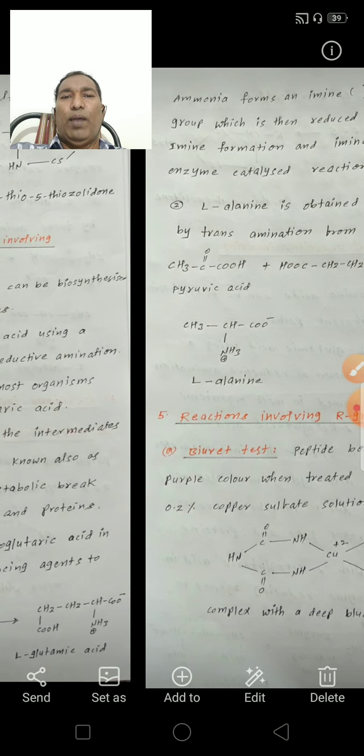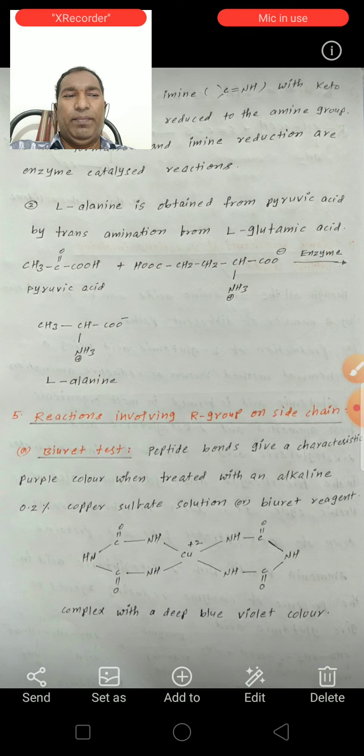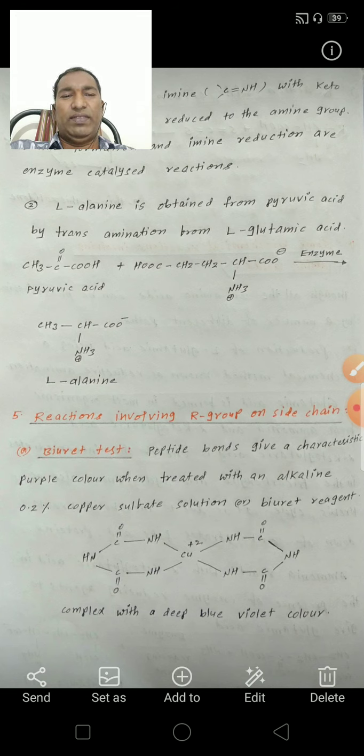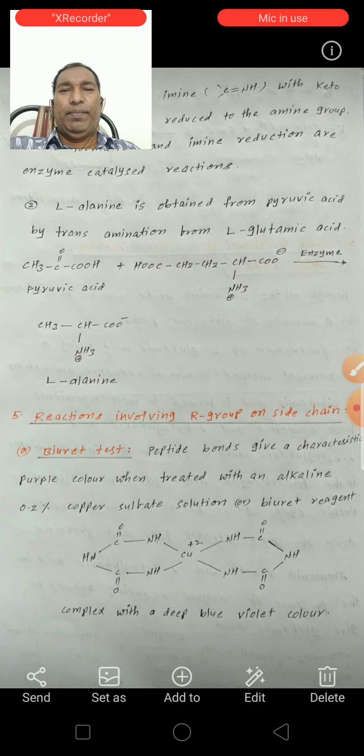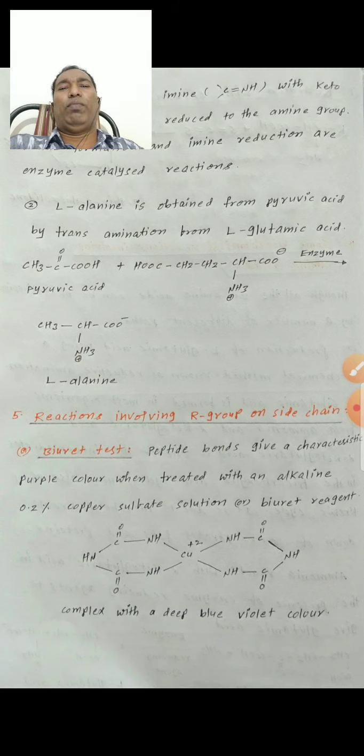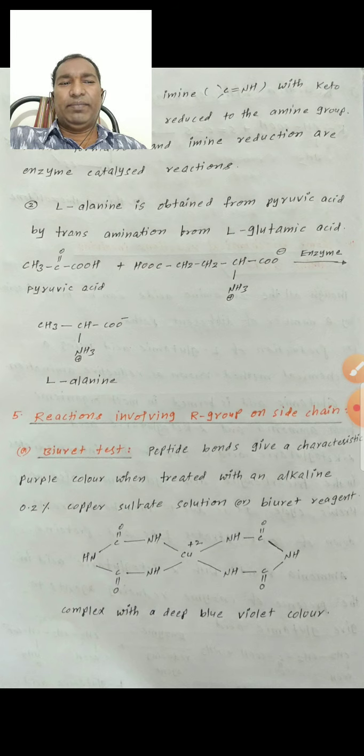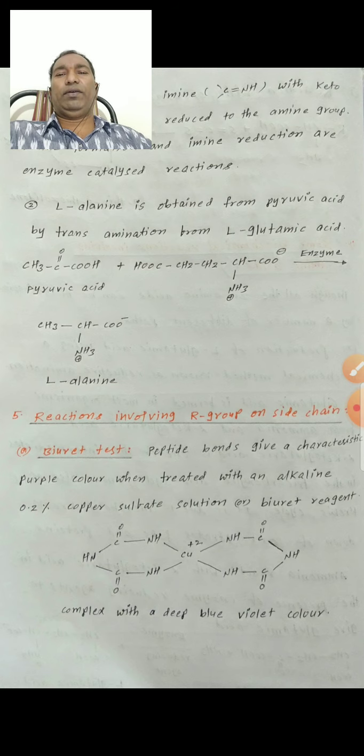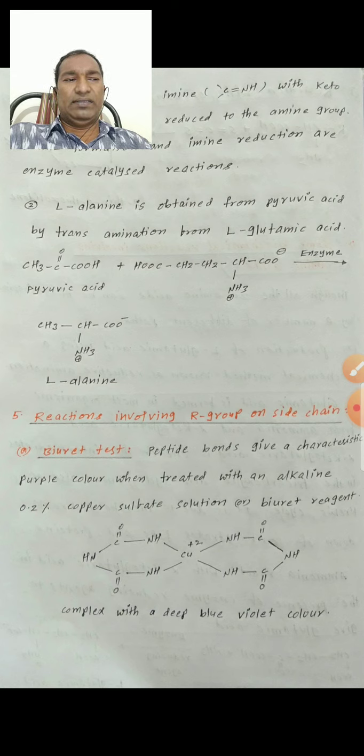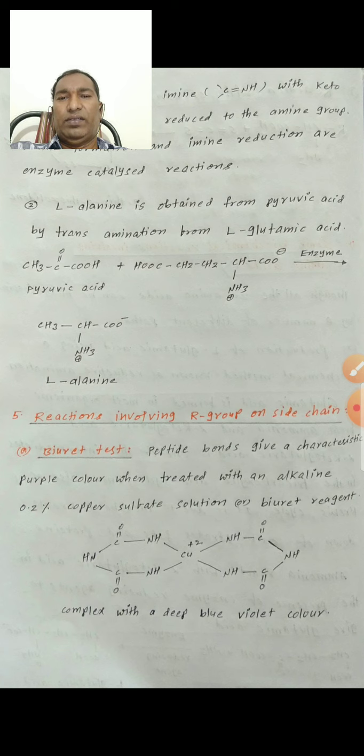Here ammonia forms an imine with the keto group. In the first step of the mechanism, ammonia forms an imine, that means C double bond NH with the keto group, which is then reduced to the amine group. Imine formation and imine reduction are enzyme catalyzed reactions.